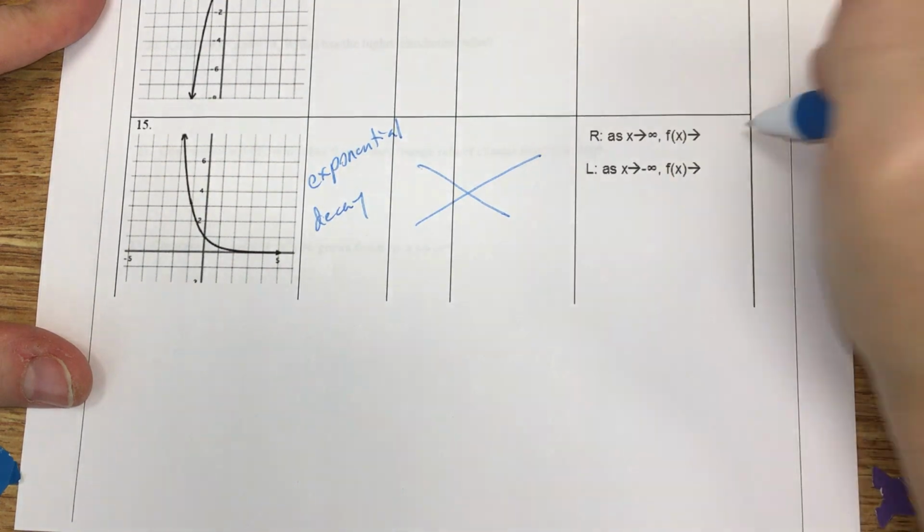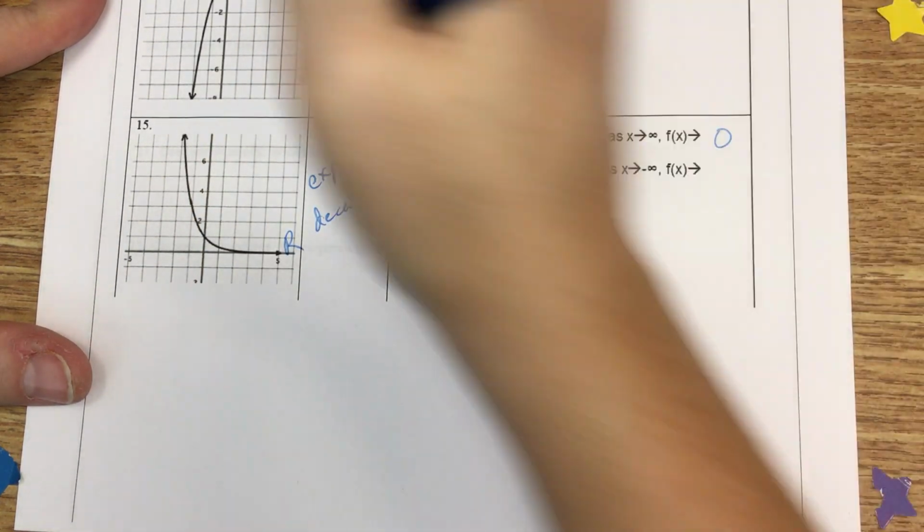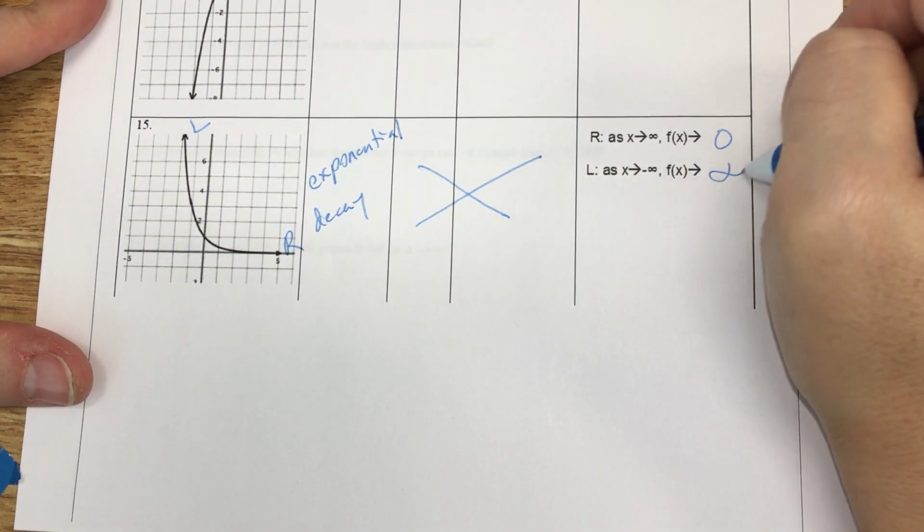So this is not applicable. On the right, now it's approaching 0. And on the left, it goes up.